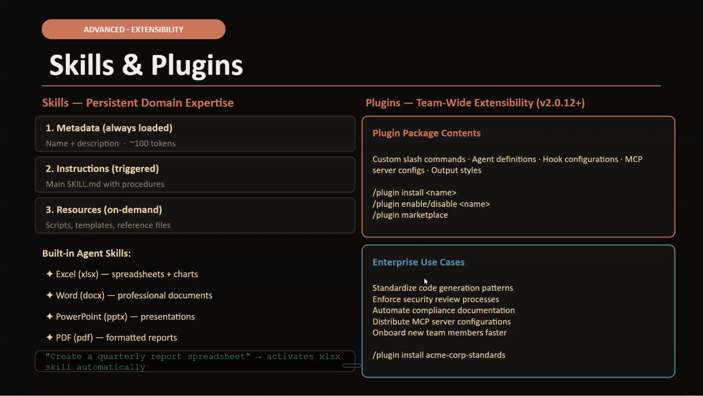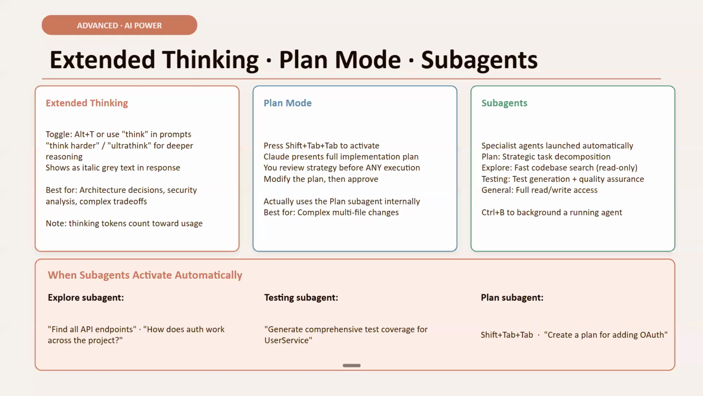And then you have extended thinking, where I have shown you the plan mode, auto mode, and then of course the sub agents. Extended thinking is like Claude reasoning through a problem deeply before answering. It's like showing its work. You have the COT, and then you have this extended thinking. You see the reasoning as italic gray text in the response. It's slower and uses more tokens, but for hard architectural questions, the quality improvement is significant.